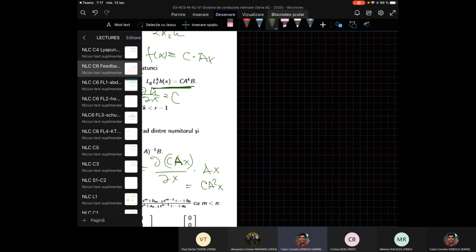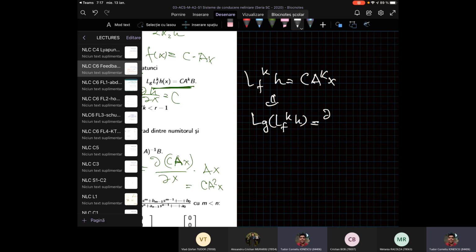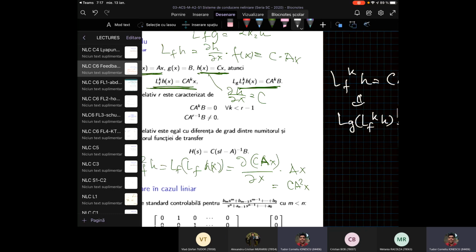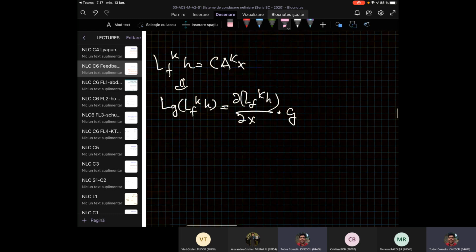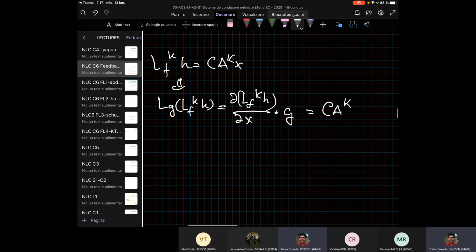So LF^k h is CA^k times x, which means LG LF^k h is d(LF^k h)/dx times g. What is g in this case? g is the constant B. So this is CA^k B. True? True.